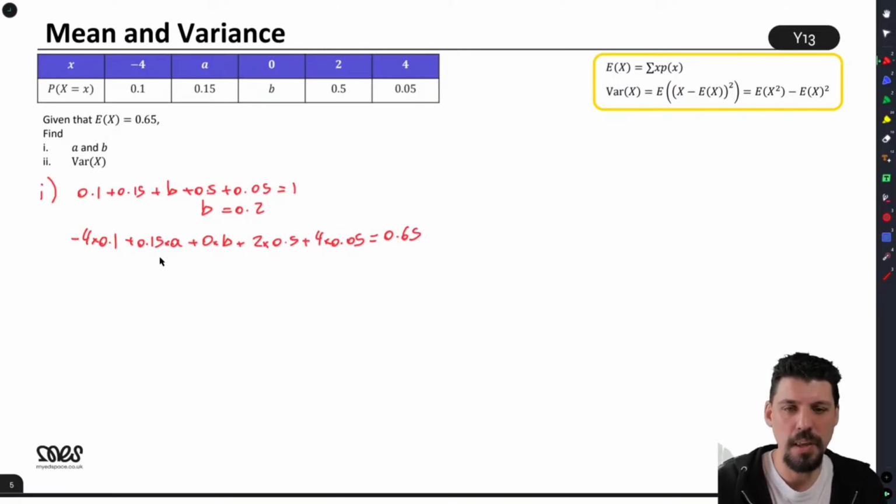Minus 0.4, so we get 0.15a. That's a 1. Minus 0.4 is 0.6. Plus, I make this 0.8. What do we get? Ooh, looks like I agree with Owen and Path. Take a second to check.